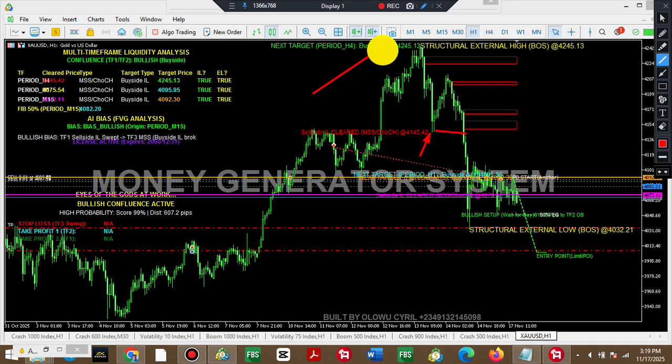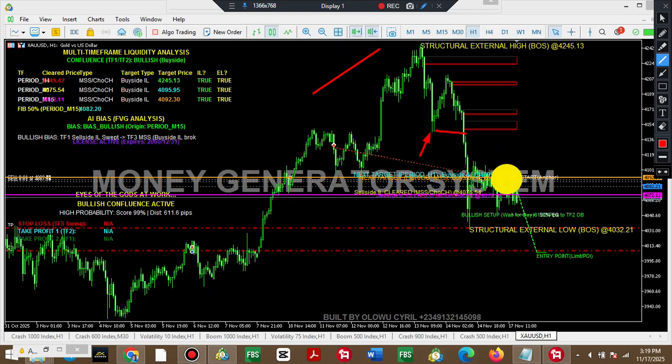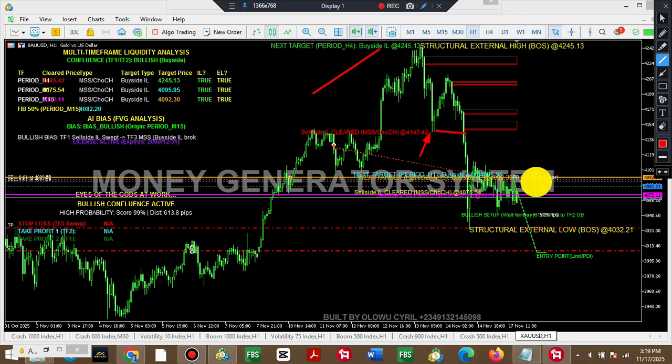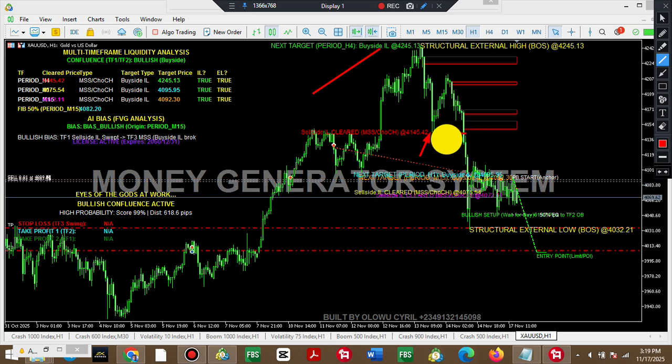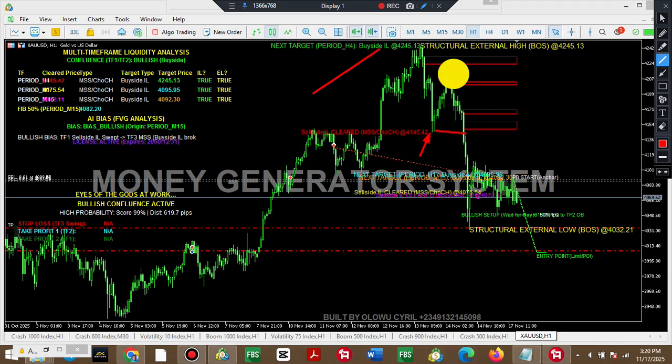The H1 also has been broken and is targeting the next side. So until price comes and takes out those areas by closing, make sure it closes just like what we have on the H4. It didn't come with wicks, it comes with full body, indicating that this market has really changed character from a bullish market to a bearish market.